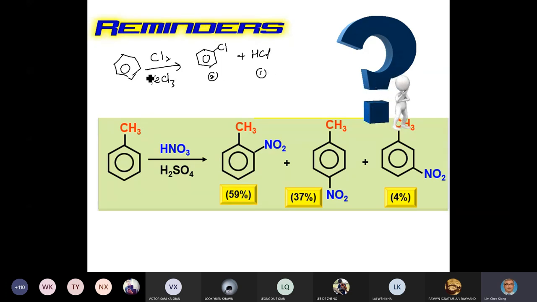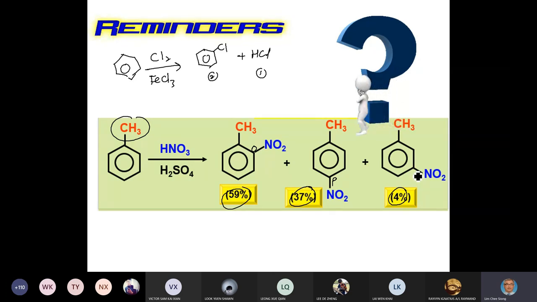Remember, this is a benzene ring without any substituent. But in case the benzene ring has a CH3, you must be careful because they can give you more than one answer, followed by one side product. You get my meaning? For example, this CH3 becomes the director of the benzene ring. It limits the substitution to the ortho and para positions, to form two products with a higher yield. This one can be considered almost zero. You can ignore it. You get my point?